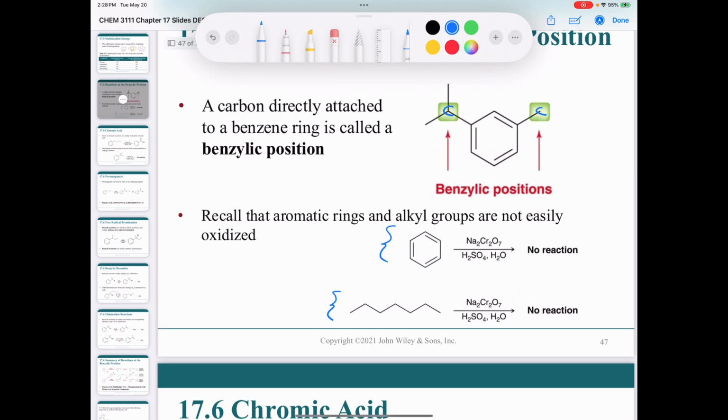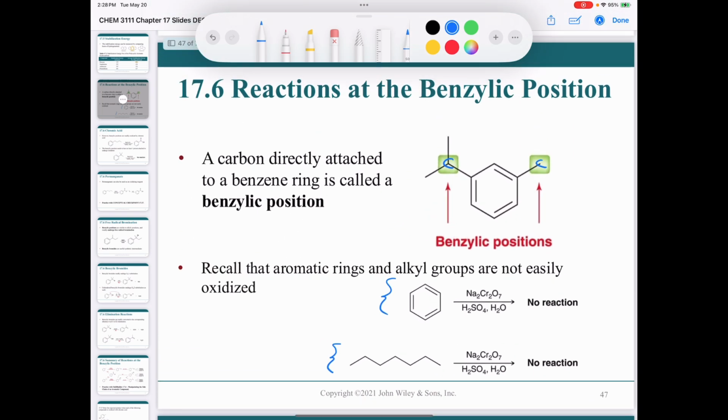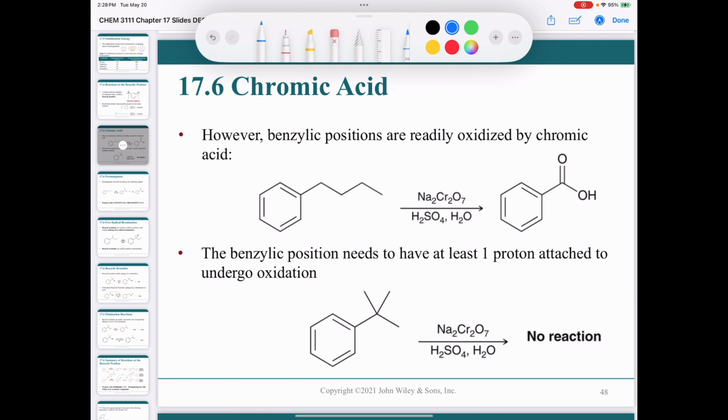However, if we have a benzylic carbon and we have a proton on that benzylic carbon, we can get an oxidation reaction occurring when we treat it with chromic acid. And that's what we see right here. We see that this carbon is a benzylic position and it happens to have not one, but two protons attached to it. And so when we treat that with chromic acid, so that's generated from sodium dichromate, sulfuric acid, and water, we end up forming benzoic acid in this case. So we convert the blue carbon into a carboxyl group.